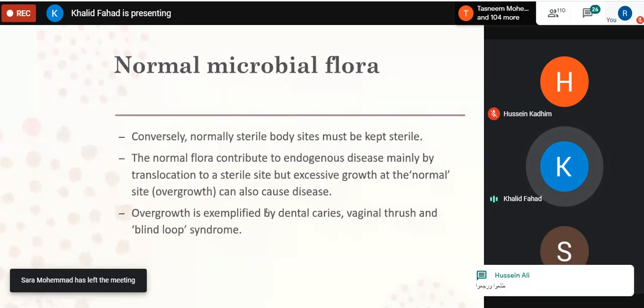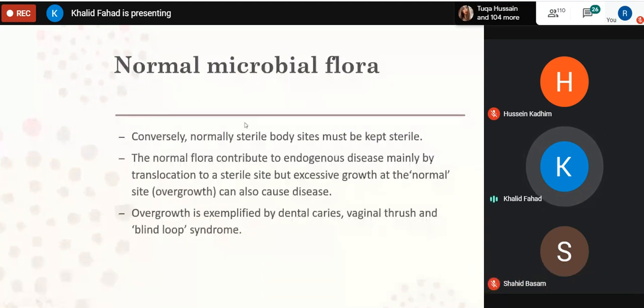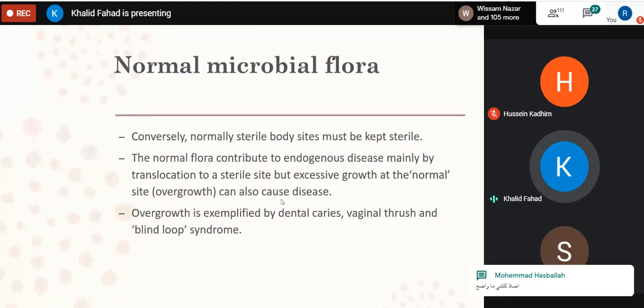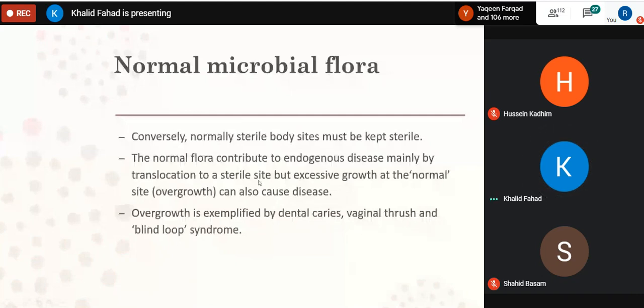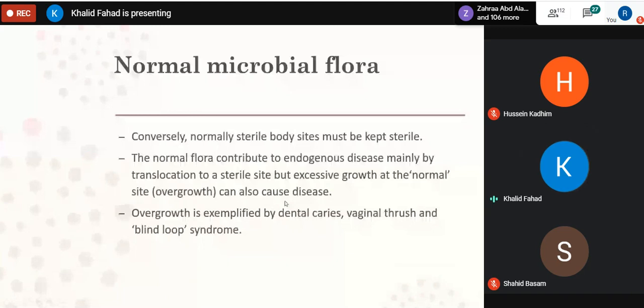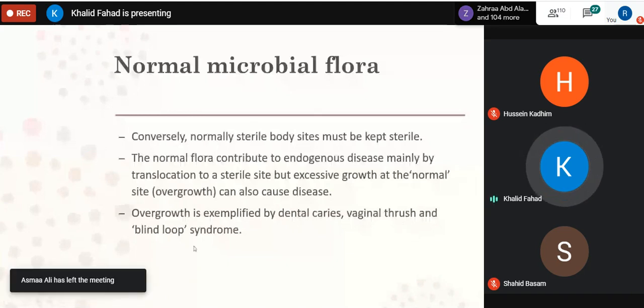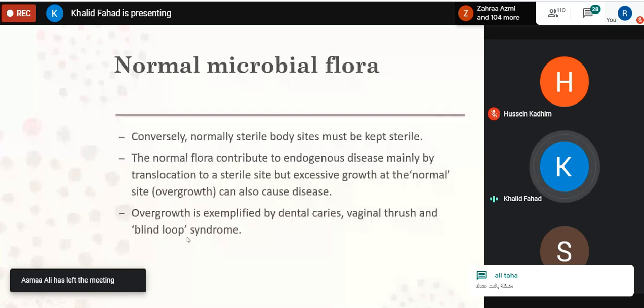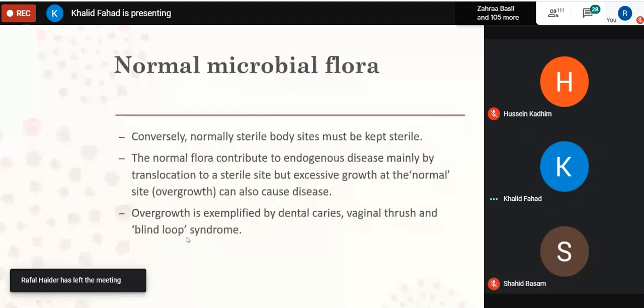On the other hand, the excessive growth of normal microbial flora is also called pathogenic. For example, in overgrowth diarrhea. When the colony count for E. coli exceeds its normal limit, it will cause diarrhea, and we call it overgrowth diarrhea. So excessive growth at the normal site, which we call overgrowth, can also cause disease. What are the examples of this overgrowth? Examples are dental caries, vaginal thrush, and blind loop syndrome. All these are examples of overgrowth of normal flora.